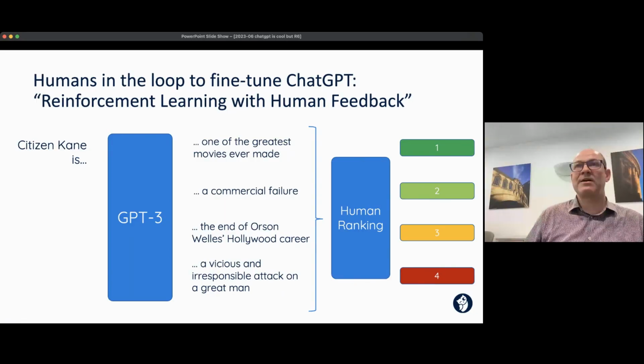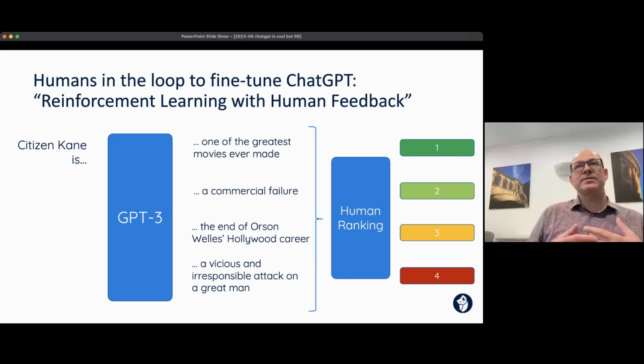One of the greatest movies ever made. That's my opinion. A commercial failure. That's a true thing. It really was a commercial failure. The end of Orson Welles' Hollywood career. That's also true. That happened. And then somebody at the time who was a big fan of the target of the satire that is Citizen Kane said it was a vicious and irresponsible attack on a great man.